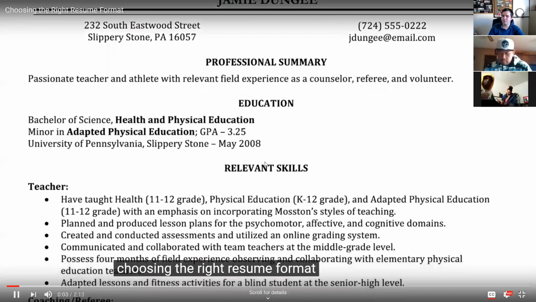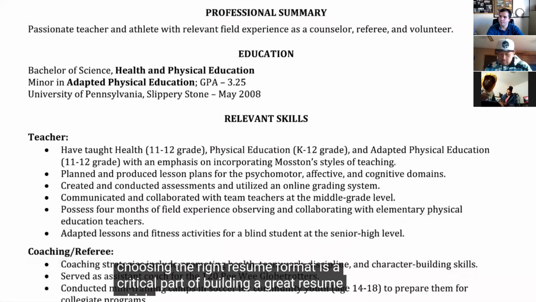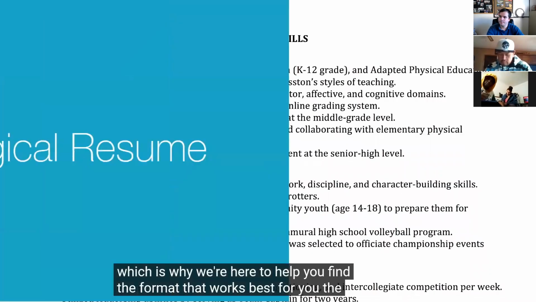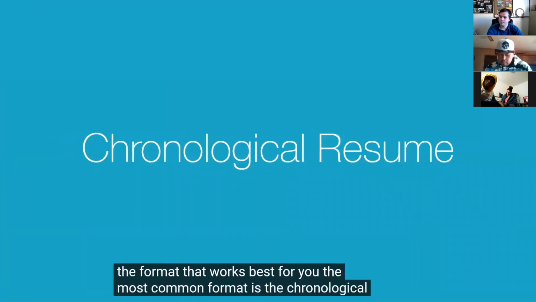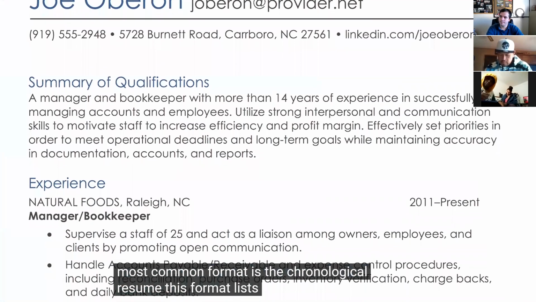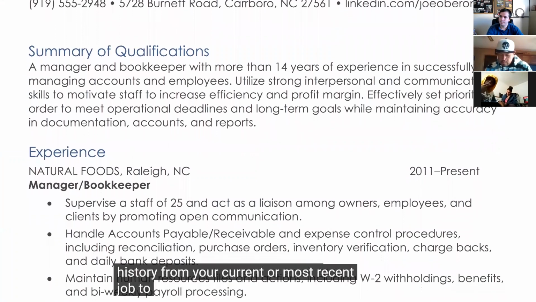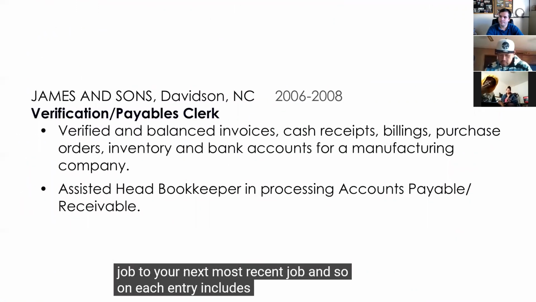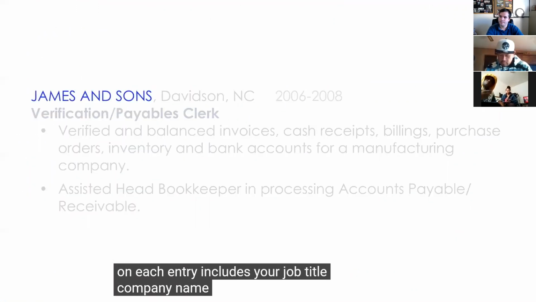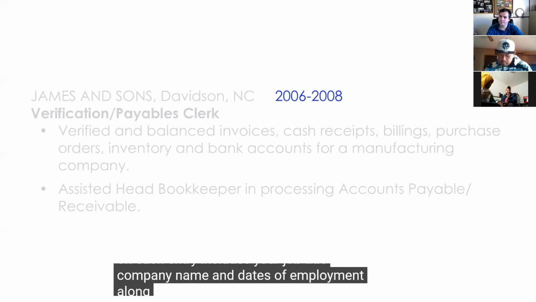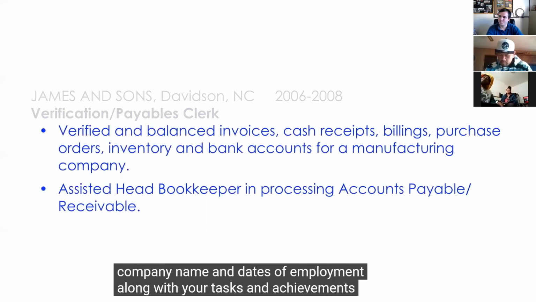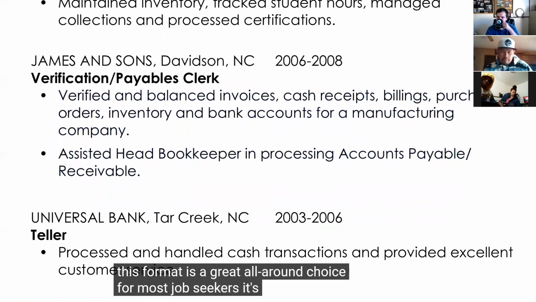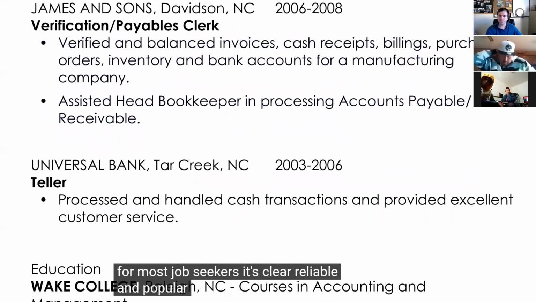Resume format is a critical part of building a great resume, which is why we're here to help you find the format that works best for you. The most common format is the chronological resume. This format lists your work history from your current or most recent job to your next most recent job, and so on. Each entry includes your job title, company name, and dates of employment, along with your tasks and achievements. This format is a great all-around choice for most job seekers. It's clear, reliable, and popular with employers.